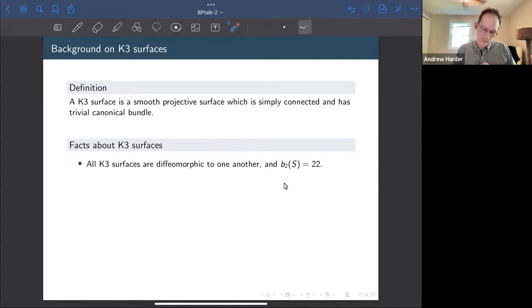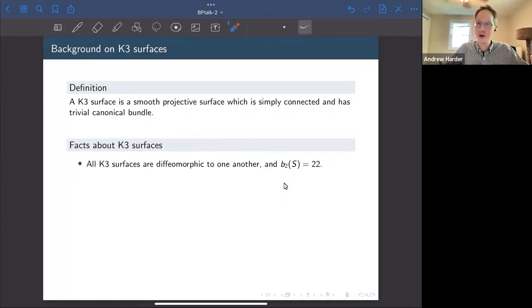Okay, so to set up the specific question that I want to look at, let's remember what K3 surfaces are. K3 surfaces are smooth projective surfaces which are simply connected and have trivial anticanonical bundle. This is the definition I learned a long time ago from Noriko, who's in the audience.